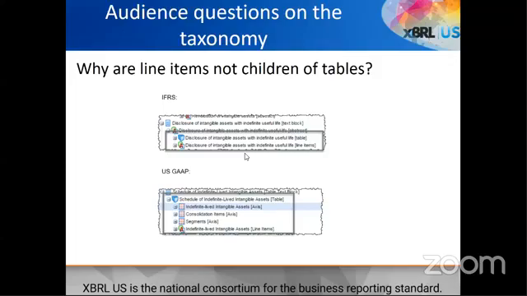What does matter is what is the order in which you place the axes, right? How will those, in fact, therefore be nested in the presentation? What order did you put the line items in? And what order did you put the members in? That's the role of the presentation link base. And the presentation doesn't have anything to do with the semantics.